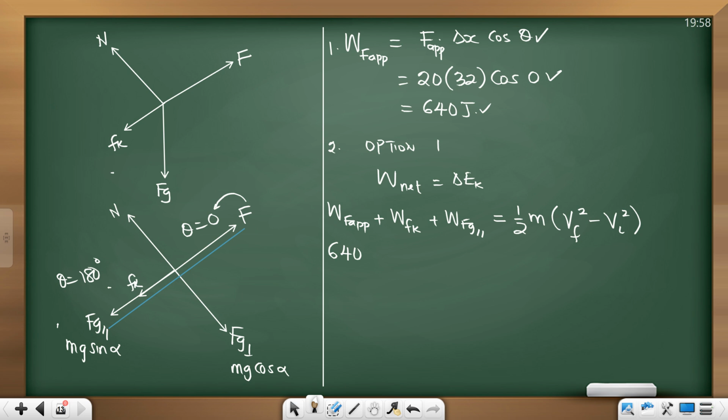640 plus, I don't have work done by friction, right? So I'll come here and say, what's the formula? Friction delta x cos theta. Make sense? Plus, this is just the thing that makes it boring. It's long. What about FG parallel? Okay, we can use that quickly, right? mg sine alpha. Wait, I don't want people to get confused.